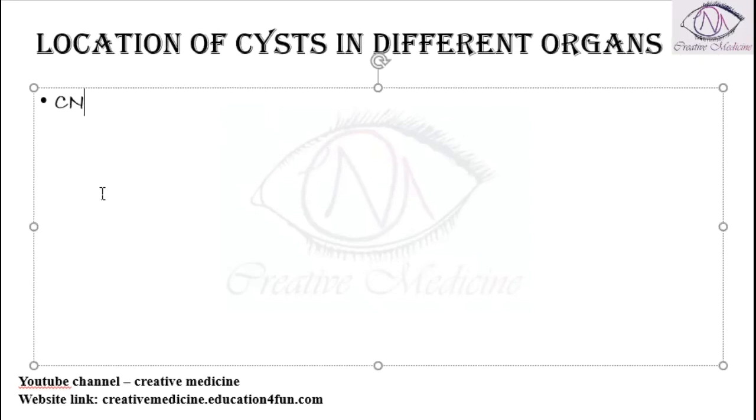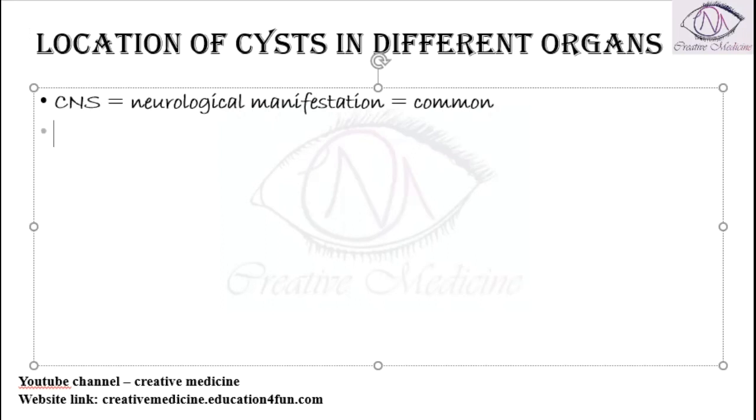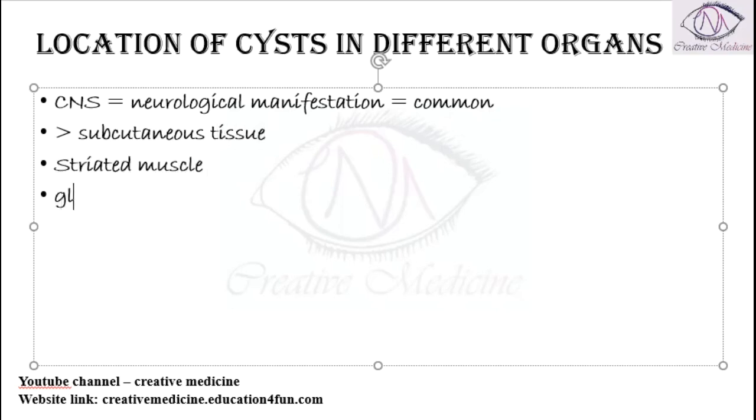Cysts are more common in the CNS, thus the neurological manifestations of neurocysticercosis are more common, followed by cysts in subcutaneous tissue. They are present in striated muscle and they are also present in the globe of the eye.